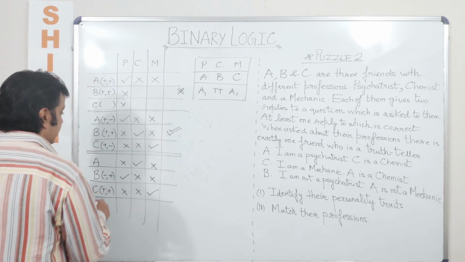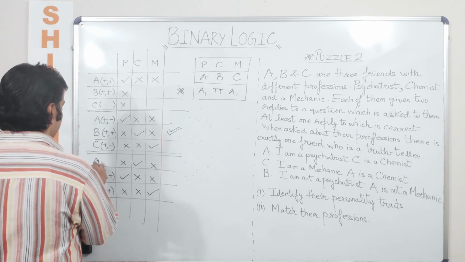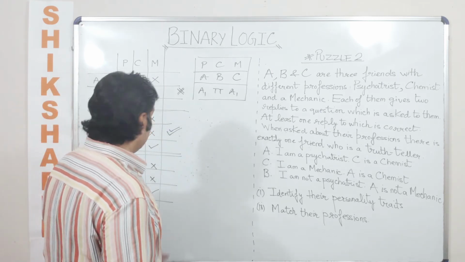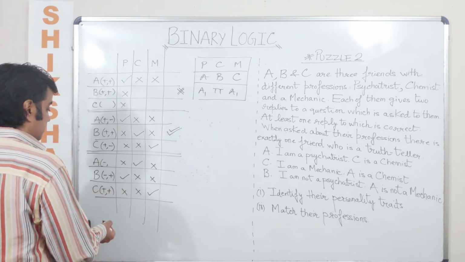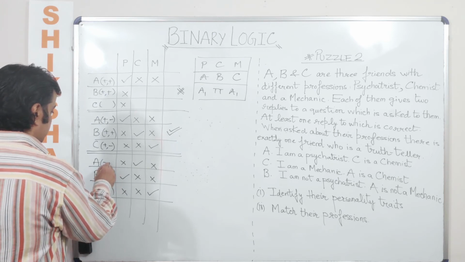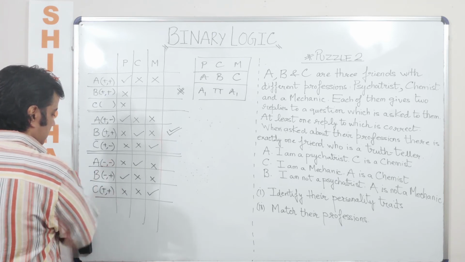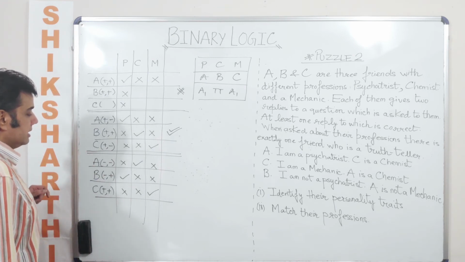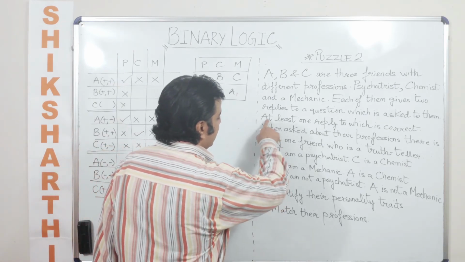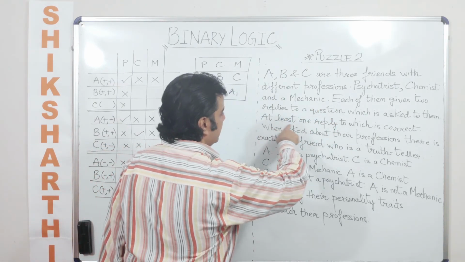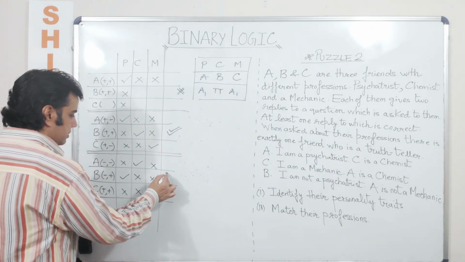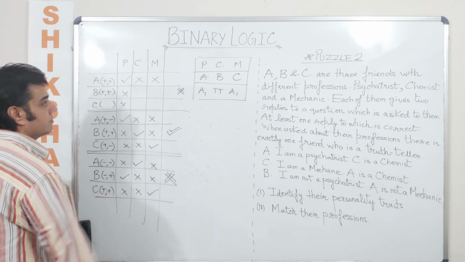A says I am a psychiatrist, which is not correct. And at the same time, C is a chemist, which is not correct. And why will I not consider this case? I will not consider this case because it says that, out of the two replies which they are giving, at least one reply is correct. And here both the replies are incorrect. So which is why you will not consider this case.